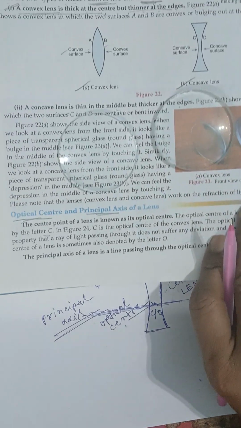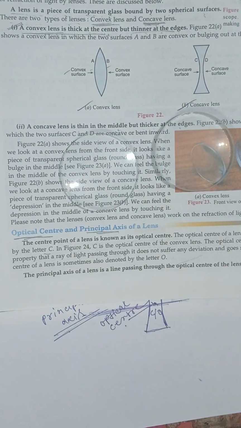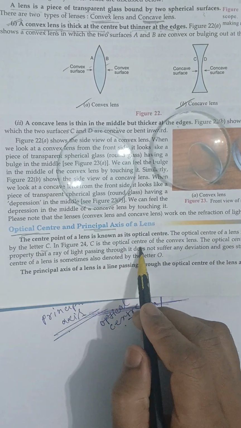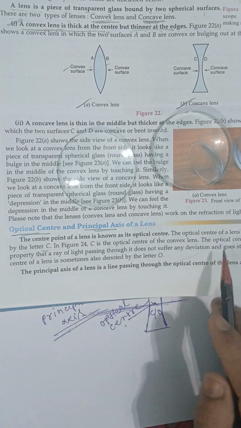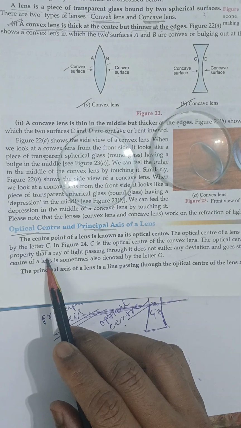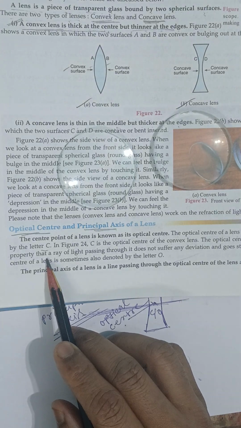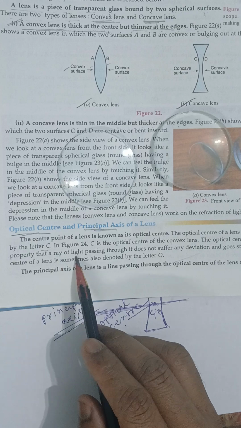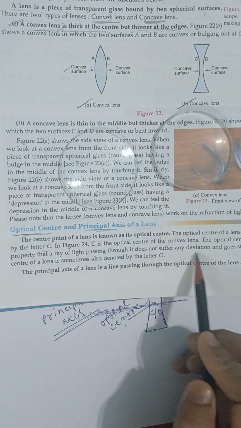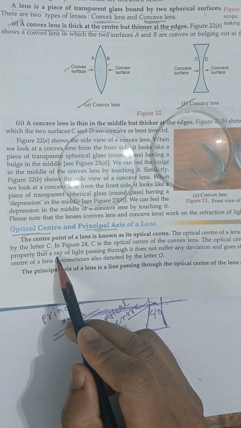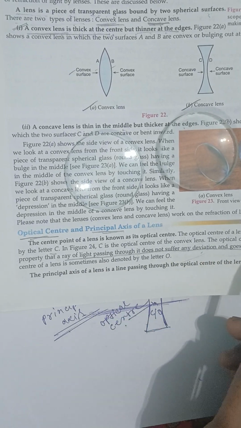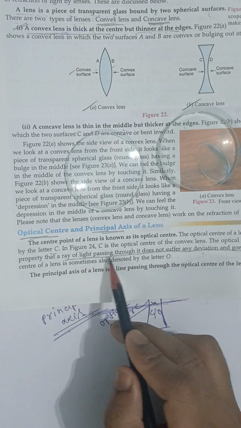Next, C. Then what is given? C is the optical center of the concave or convex lens. The optical center of a lens has a property. Which property? Yes, this is very important: a ray of light passing through it does not suffer any deviation and goes straight. Very important, all of you better remember. What is written? Ray of light passing through it.